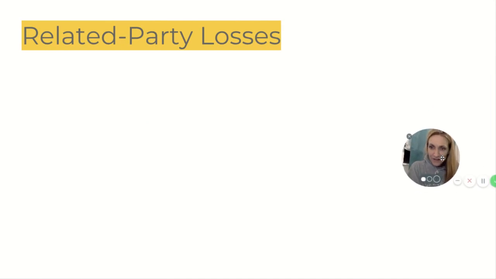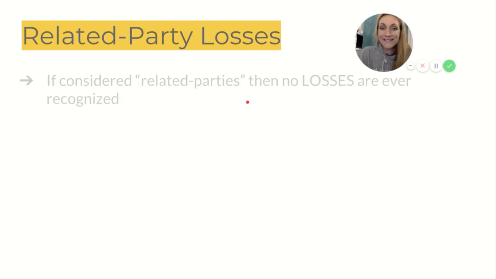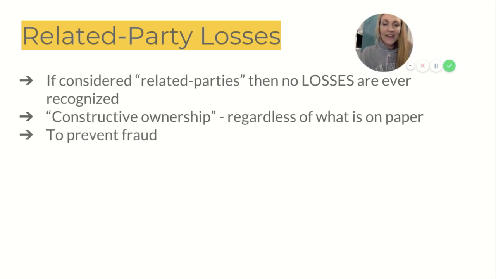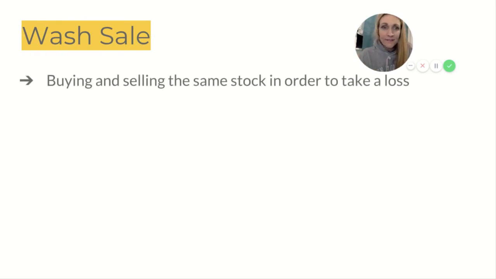We got a few other concepts to cover, almost done. Related party losses are disallowed. That's what I was explaining before. And constructive ownership matters here, regardless of what's in paper. So if someone effectively has ownership, but they try to put the name of ownership into someone else, but they have constructive ownership, then that's what applies. And this is to prevent fraud and people just moving assets around to take losses and avoid taxes, offset gains.